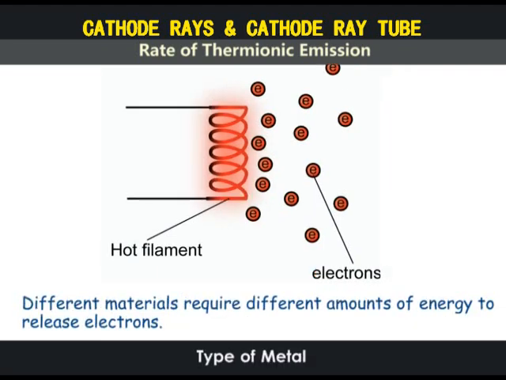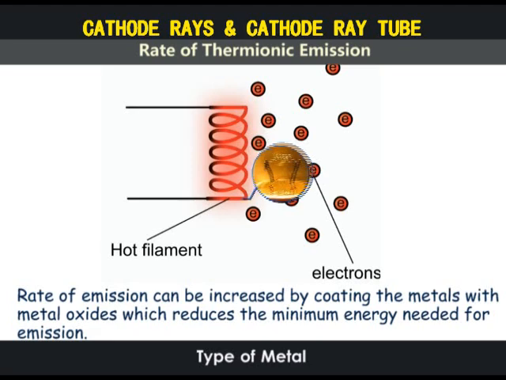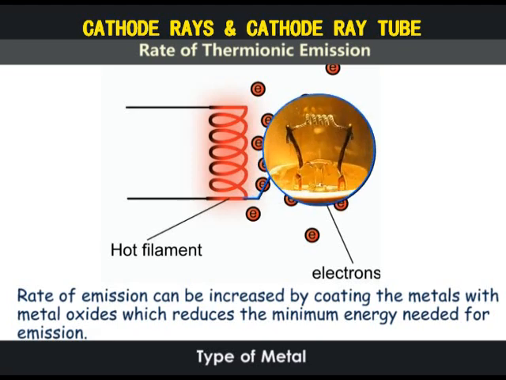The rate of thermionic emission is different with different types of metals. This is because different metals require different amounts of energy to release electrons. The rate of emission can be increased by coating the metal with metal oxides, which decreases the minimum energy required and therefore releases electrons at a much lower temperature.